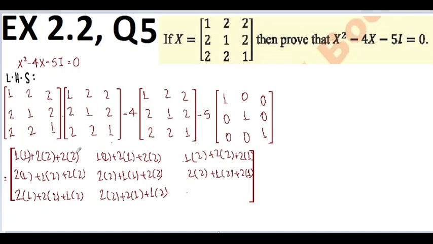Then we get this 2 1 multiplied with 2 1. So we get 2 into 2 plus 2 into 2 plus 1 into 1.